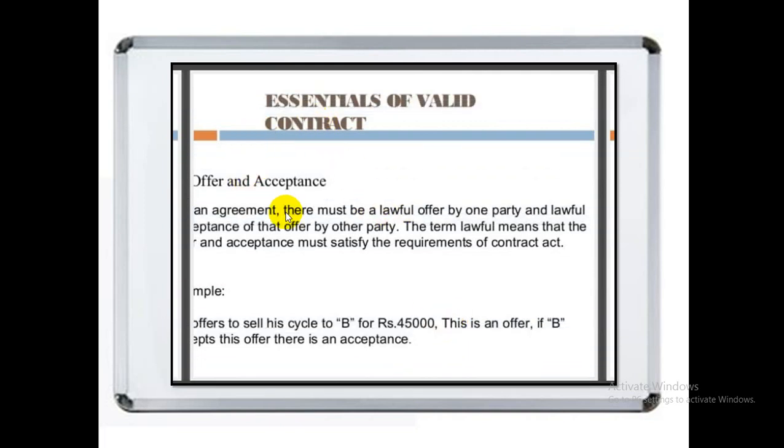The first element, offer and acceptance. In an agreement, there must be a lawful offer by one party and lawful acceptance of that offer by the other party. The term lawful means that the offer and acceptance must satisfy the requirements of the Contract Act. For example, A offers to B to sell his cycle for rupees 45,000. This is an offer. If B accepts this offer, there is an acceptance.